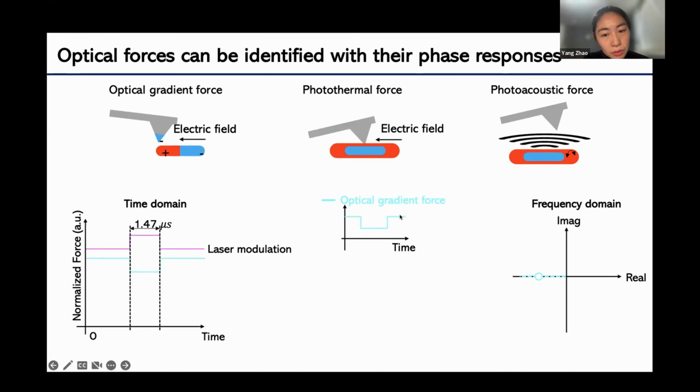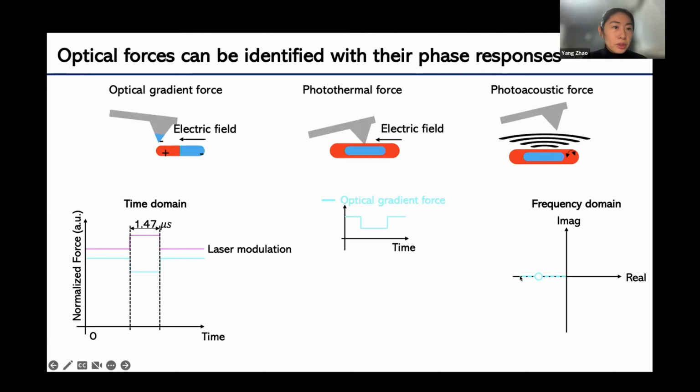So your optical gradient force will generate another kind of even function. If you're thinking about an even function in the frequency domain, this even function has 180 degrees of phase difference compared to your excitation or modulation laser. So if you analyze it in the frequency domain, you will find this force should lie on the real axis, but on the negative side.